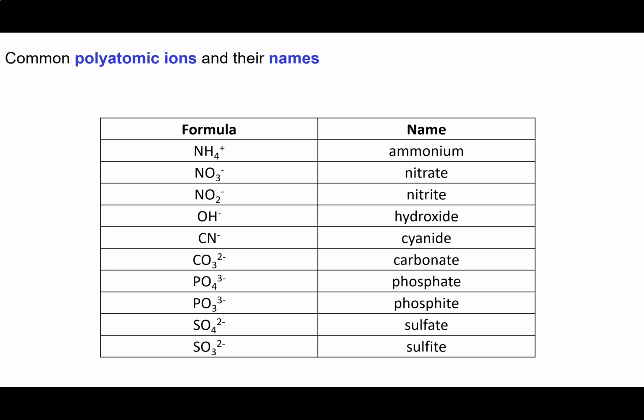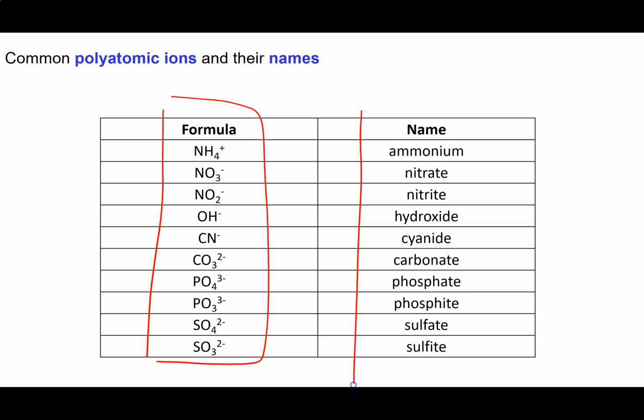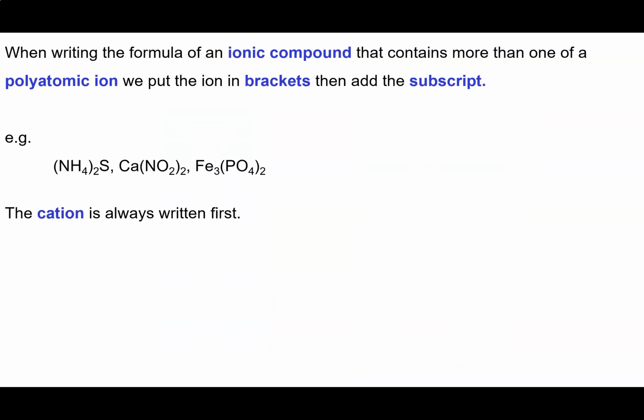In general chemistry, we're expecting you to know this list of 10 formulas, charges, and names. For you guys, all you need to do is to bookmark a page that has a list of common polyatomic ions, their formulas and names, and then you can have that at hand when you're working through your assignments. We're going to use these polyatomic ions when we're writing the formulas of ionic compounds.